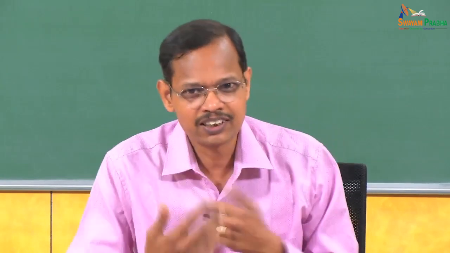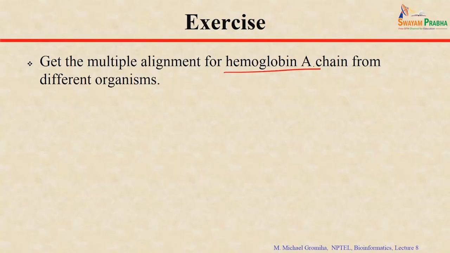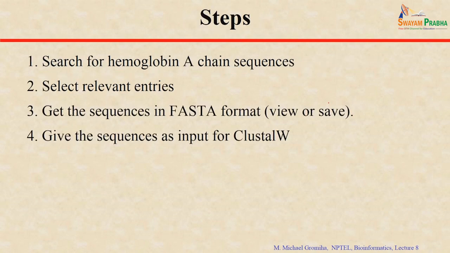So, now I have a question: how do we get the multiple sequence alignment for hemoglobin A chain from different organisms? We can get the hemoglobin A chain sequence and do BLAST. First we get the sequence of hemoglobin A. Where shall we get the hemoglobin A chain sequence? UniProt, right. First you go to UniProt.